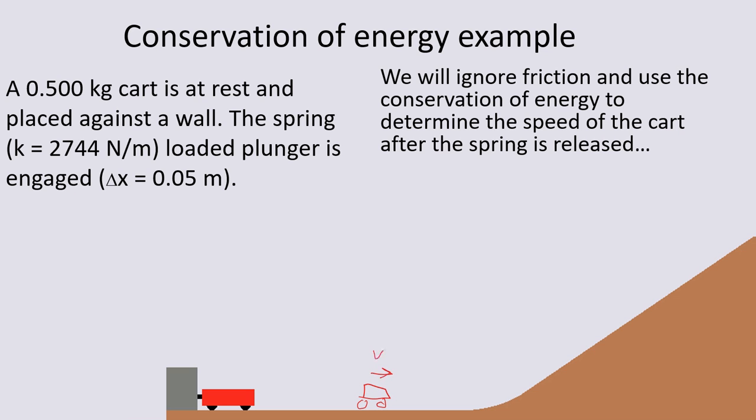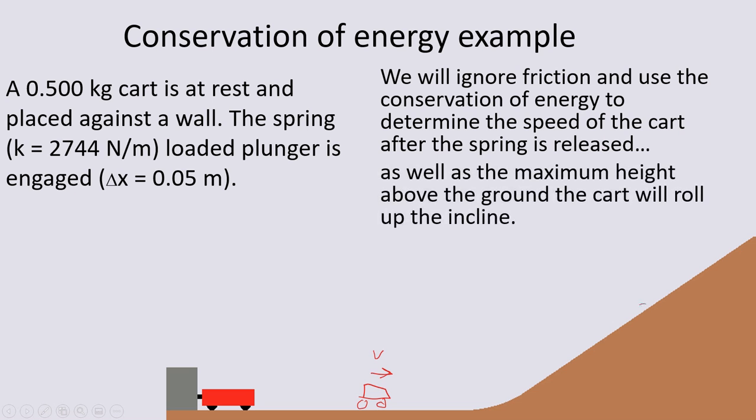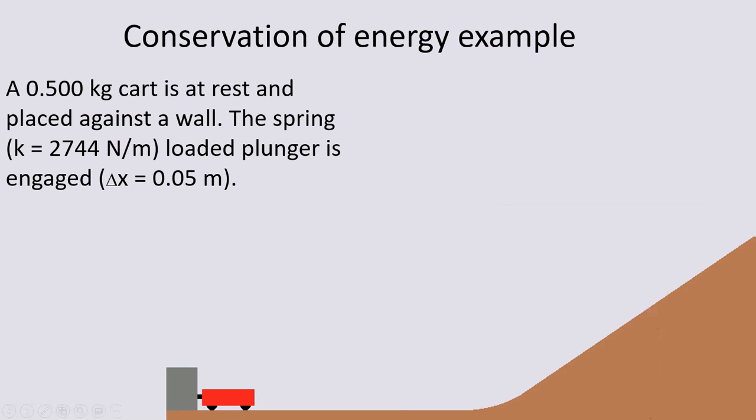We want to see how fast it's going along the way here, and then as it rolls up the incline, we want to see about how high up the incline it's going to go, meaning when it reaches a speed of 0 up there, what's its vertical displacement from the ground where it originally was rolling along here. Let's go ahead and get started with this.